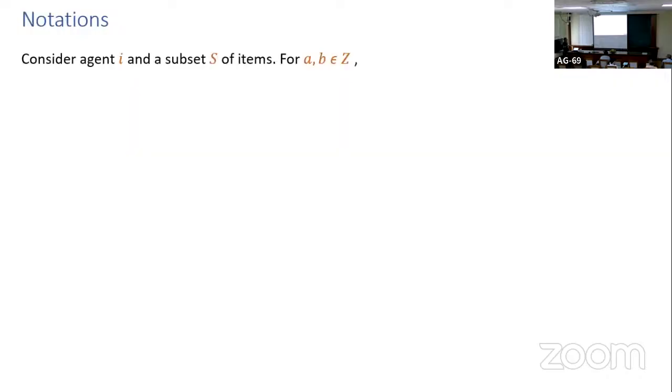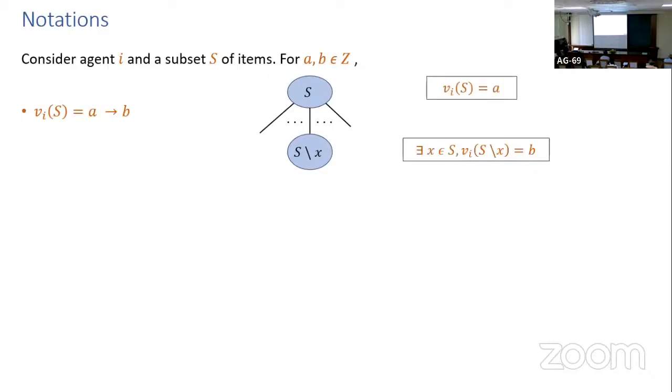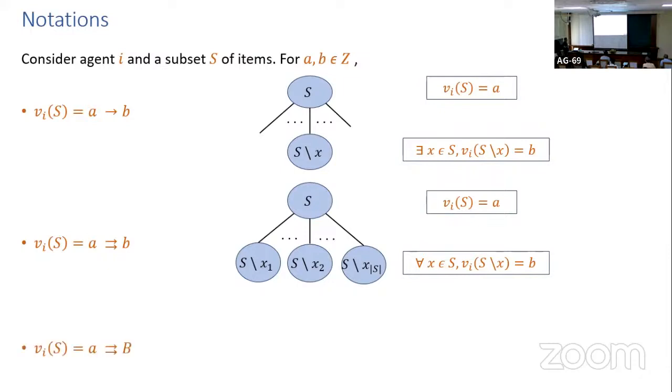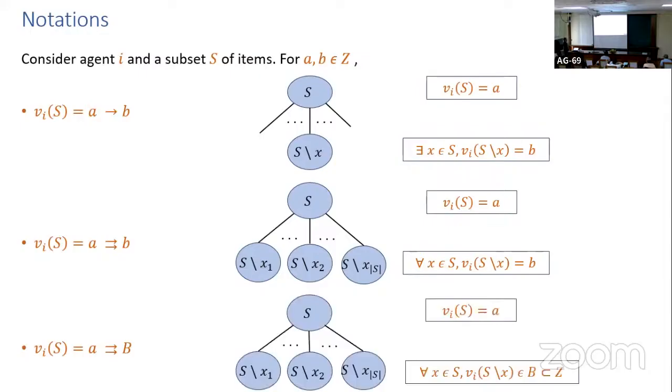So for that, we need some notation. For an agent i and a subset S of items, we define the following. Vi of S is equal to A right arrow B, which says that agent i has value A for S, and by removing some item, that is item x, S minus x is valued at B. So Vi of S is A, and there exists some element in S, by removing which the resulting subset is valued at B. This notation says Vi of S is A double right arrow B, which says that by removing any item, the value of the resulting subset should be B. S has value A for agent i, and S minus x1, S minus x2, and so on, have value B for agent i. This is just an extension of these notations.